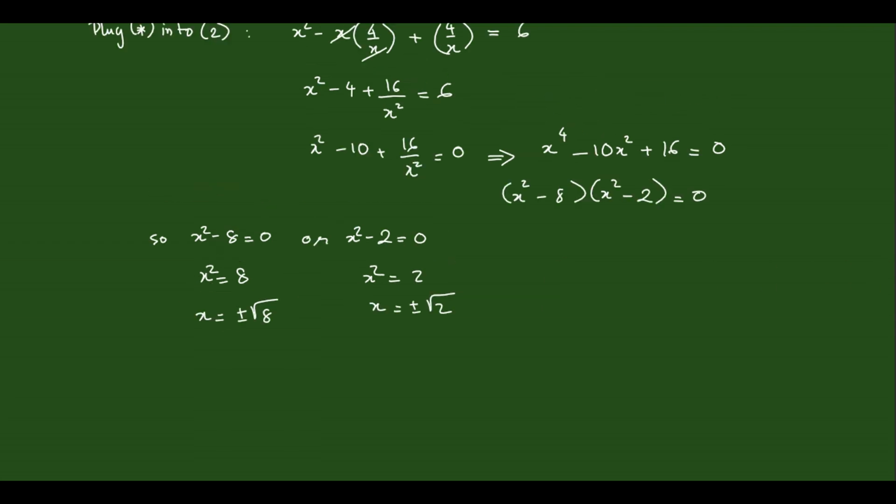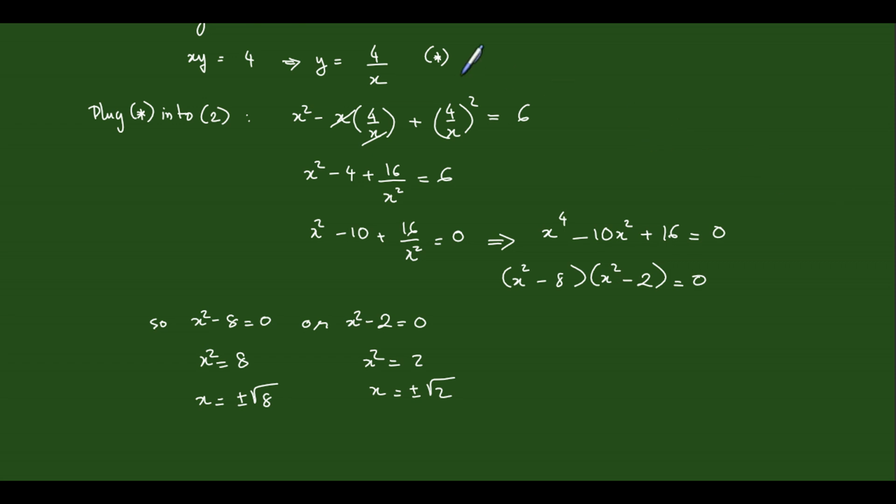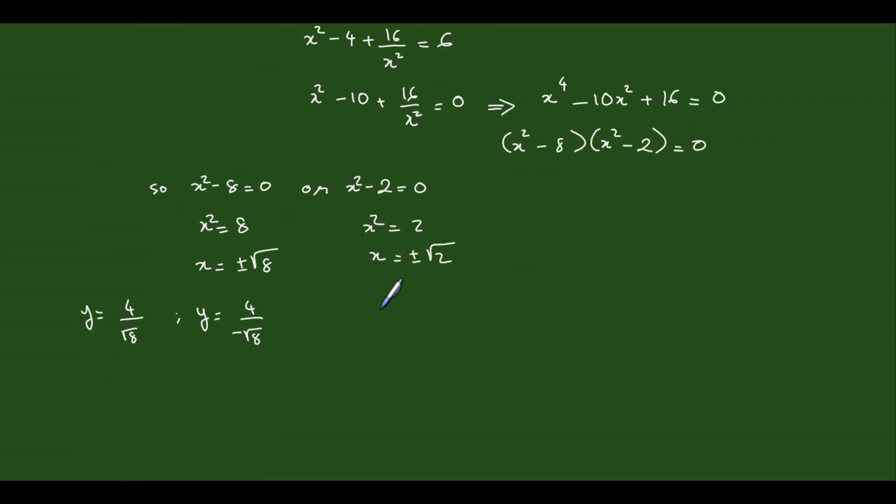So this is the star equation right here, the one we use to find y. Okay, right here we have plus and minus. I'm going to plug it in. So we have y equals 4 over square root of 8, and y equals 4 over negative square root of 8. Similarly over here, I will have y equals 4 over square root of 2 and y equals 4 over negative square root of 2.